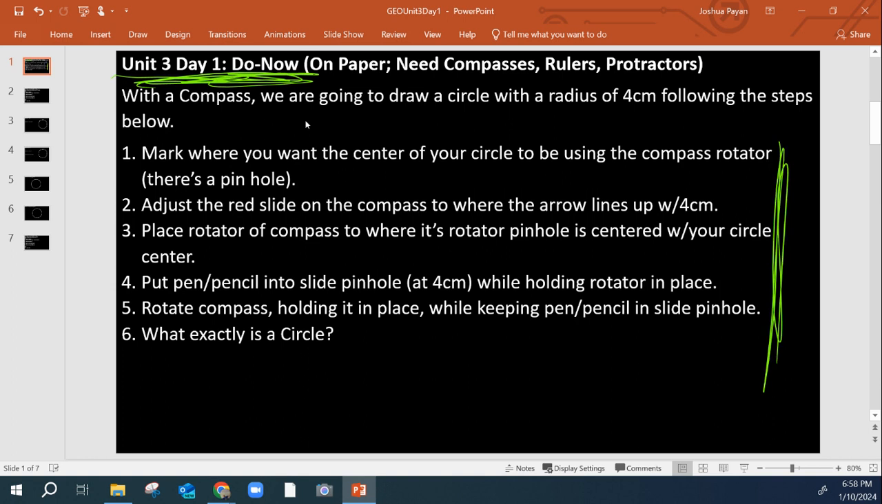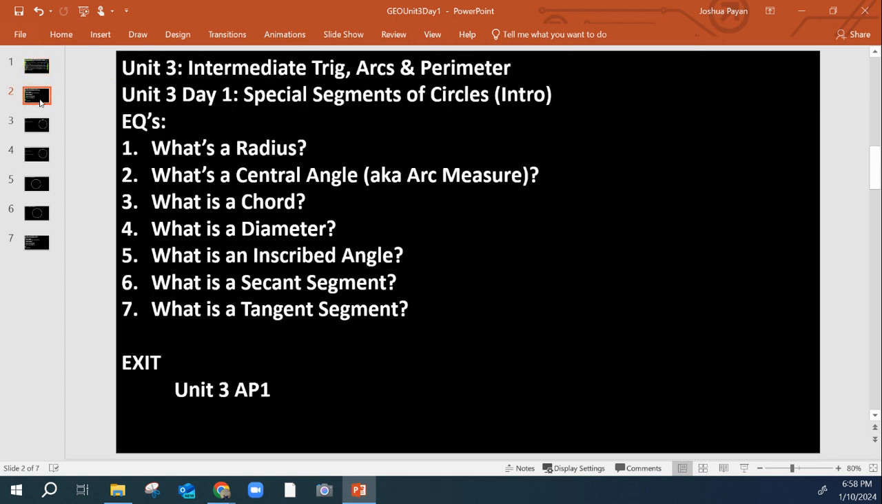There's also another video on Blackboard that you can use to help baby you through 1 through 6 on the do now. Okay, so Unit 3, Day 1, we're talking about special segments of circles. Obviously, you're going to want to start your notes with the unit title here. So, the unit title, we're starting Unit 3 because this is the first day of the third 9 weeks. So, this unit is going to be about intermediate trigonometry, a little bit more advanced trigonometry. We're going to learn about arcs starting today a little bit, and we're going to learn about perimeter.